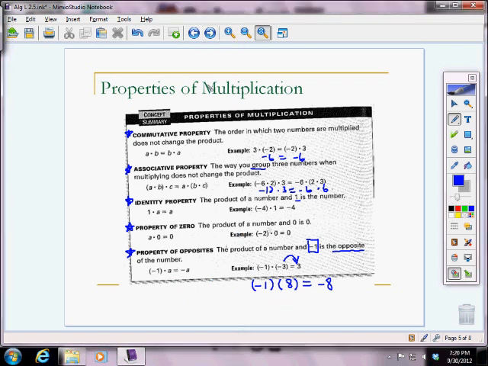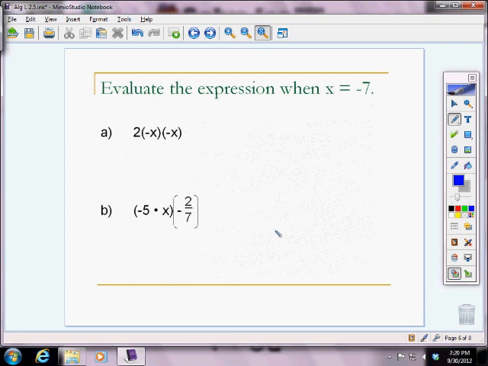Now really, these properties are to help us use mental math to solve problems. That's what I mean. Evaluate the expression when x equals negative 7. So we see here, we're going to input a negative 7 in for each of these x's. Be careful. This is 2 times a negative. What is x? Now there's already a negative sign, so I'll make this a negative 7. This is negative 7. Okay, again, we're going to be dealing a lot more with negatives than with variables, so we have to be careful.